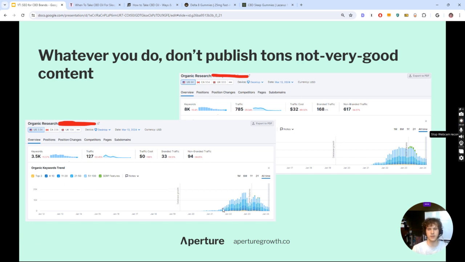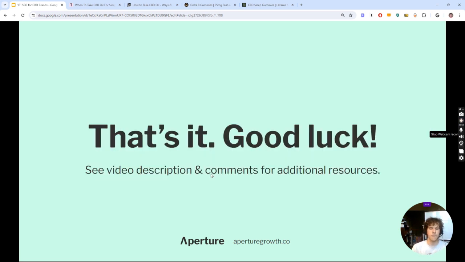And look at the result, right? You get a bunch of traffic, it builds up, and then it all falls down. It builds up again, it all falls down. Both these brands lost basically 2/3 to 3/4 of their traffic because they published too much bad content too fast. So don't do this, all right? Write fewer articles if it means that those articles are going to be higher quality. If you're going to invest in content, do it right.